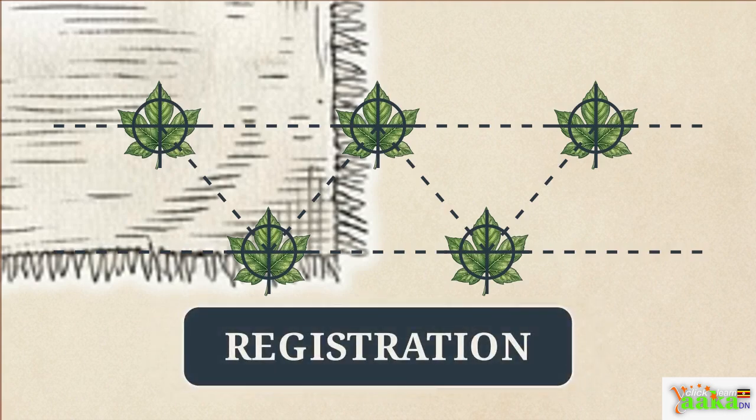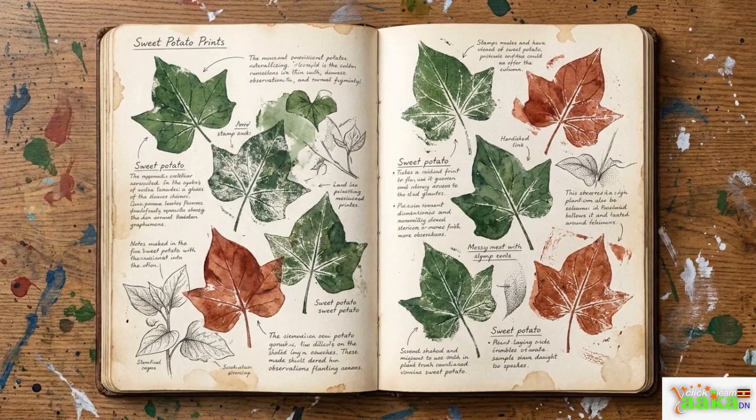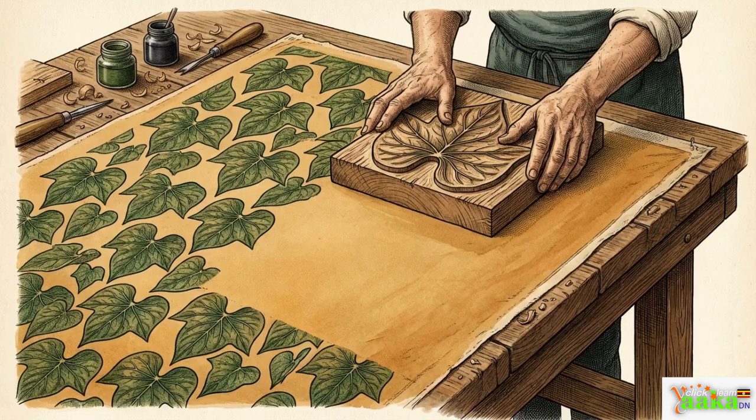This exact alignment is called registration. If your registration is sloppy, the rows will drift. Mathematical alignment is just as important as the quality of the carving. After carving the block and running tests in the portfolio, you begin the final execution, applying the inked relief block across yards of actual cloth.